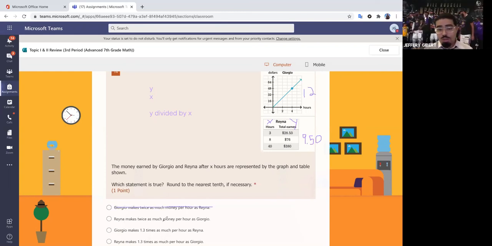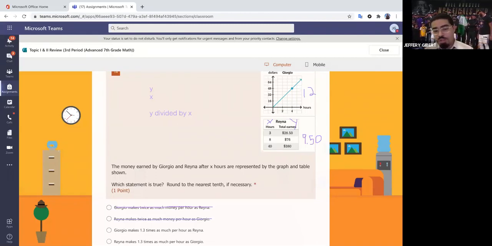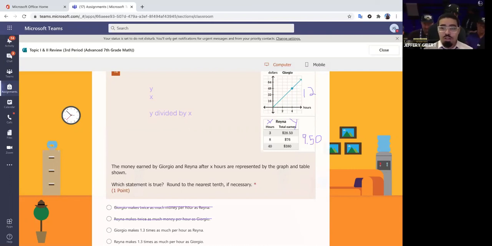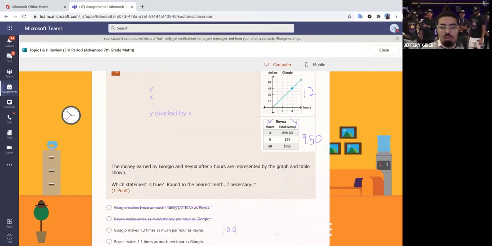Reina makes twice as much money per hour as Giorgio. That one's wrong because she doesn't even make as much as him. Giorgio makes 1.3 times as much per hour as Reina. So you got to do Reina times 1.3. So you got to do 9.5 times 1.3.